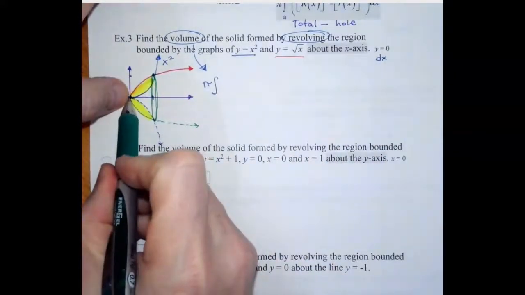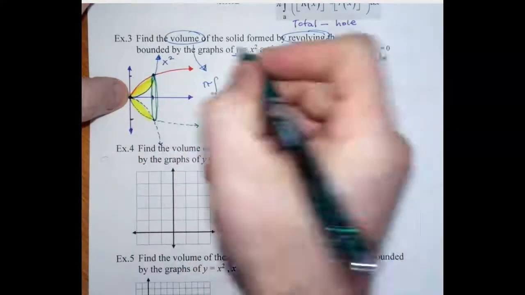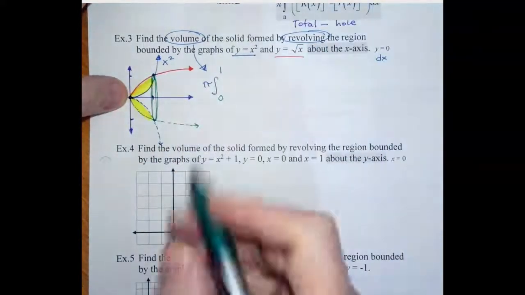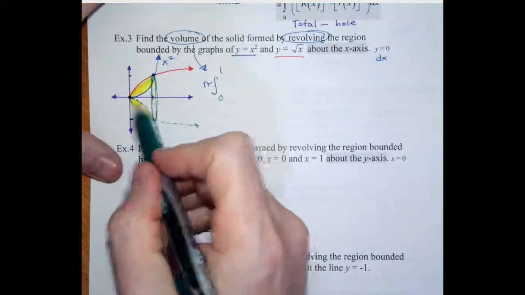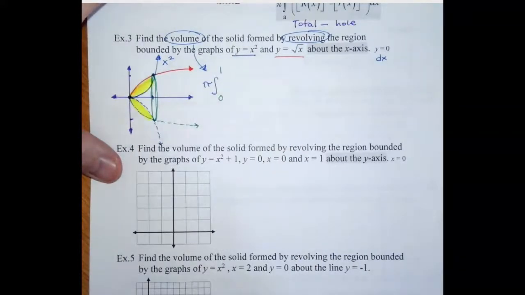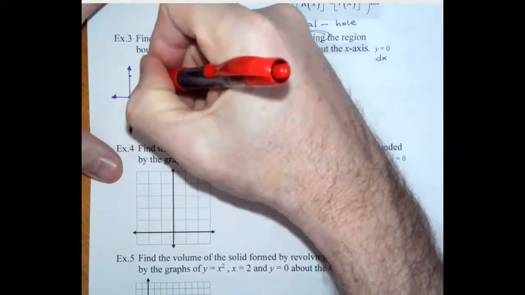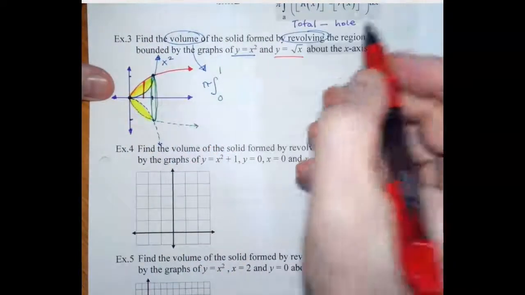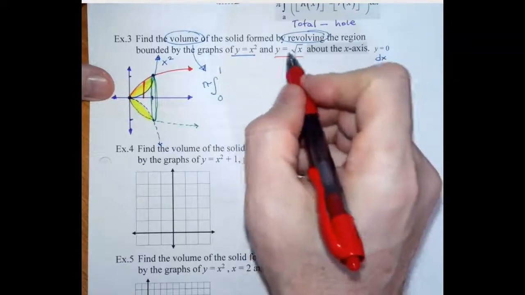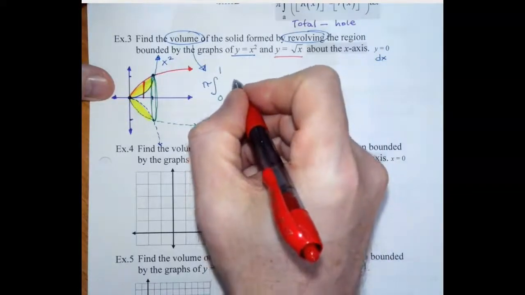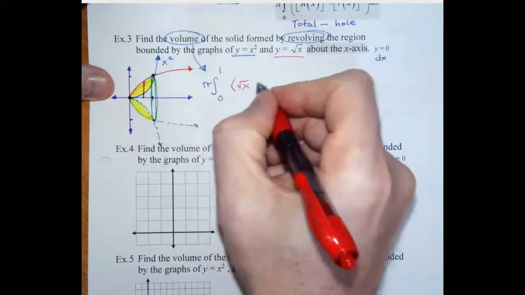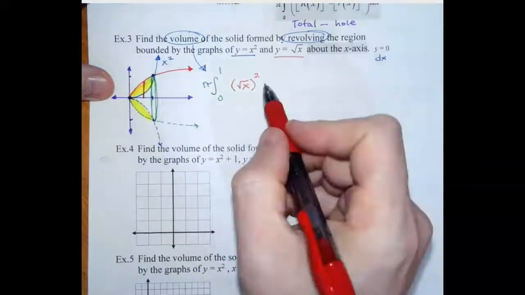So we're going from 0 to 1. So that's going to be 0 to 1. Now we're going to pretend that there's no hole. So we're just focused on the red right now. So the radius of the red would be all the way up to there. And that is the square root of x. So that's going to be the square root of x squared. And then we would put dx.